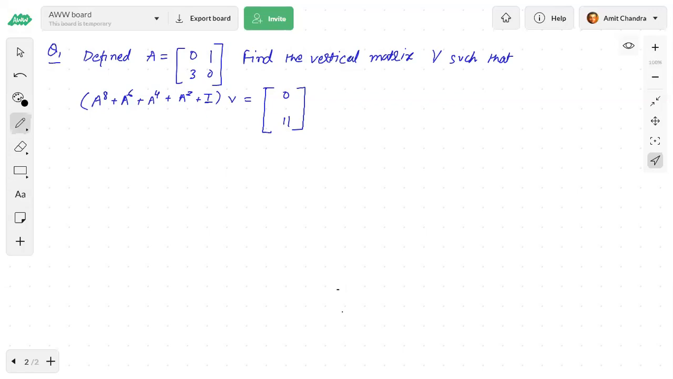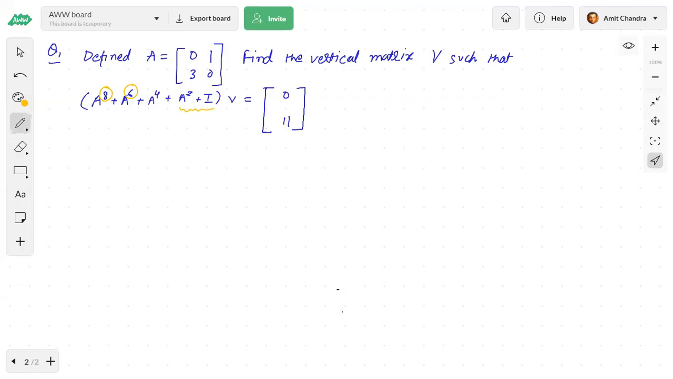Anyone? See, the hint for this question is that they have asked you to find A to the power 8 also, A to the power 6, A to the power 4. Suppose if they had only asked you to find A square plus I, then we could have simply multiplied without thinking about 8, 6, 4. But because they are asking for A to the power 8, you cannot multiply a matrix 8 times in an exam.